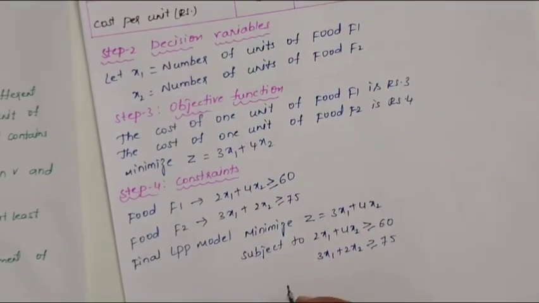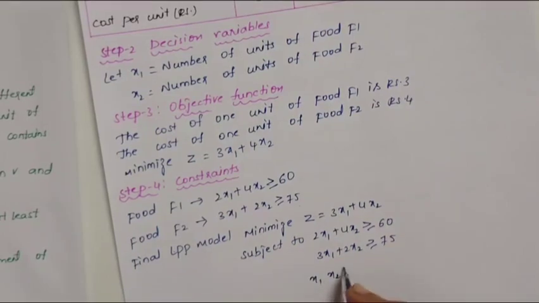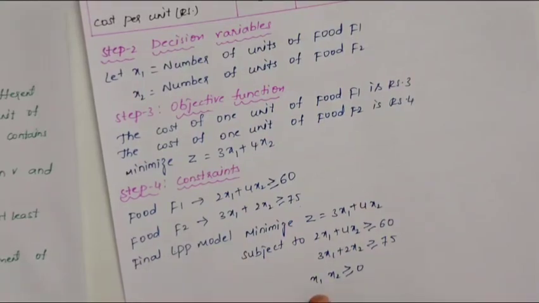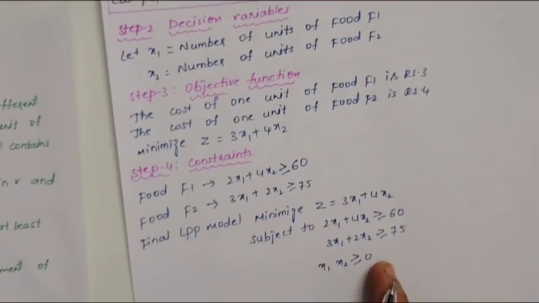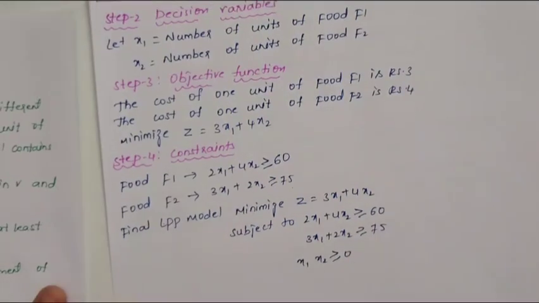Non-negative constraint, we can write x1, x2 should be greater than or equal to 0. The quantity of food cannot be negative. Therefore, we can write x1 and x2 greater than or equal to 0. This is the required LPP formulation for the given minimization problem.